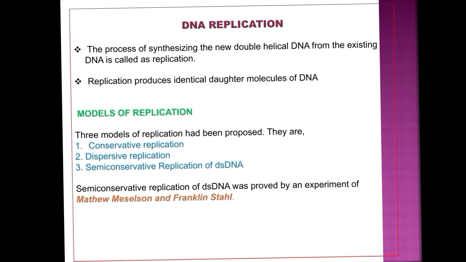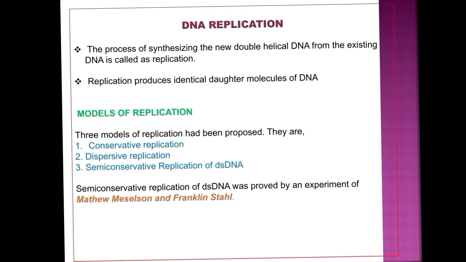Conservative replication: according to this model, the parental DNA is conserved in one daughter cell and the newly synthesized DNA goes to another daughter cell. This model was proposed by Cavalieri. Dispersive method: according to this model, the parental DNA is unequally distributed to the daughter cells.